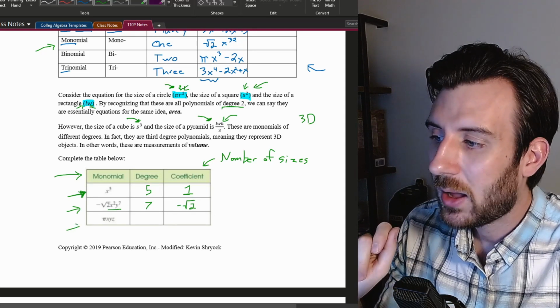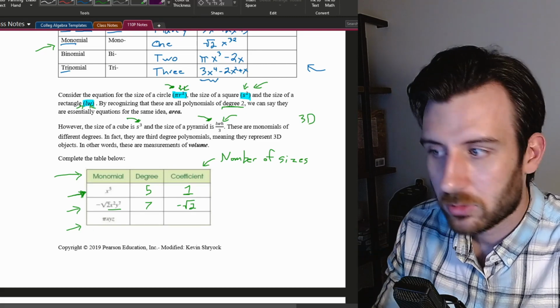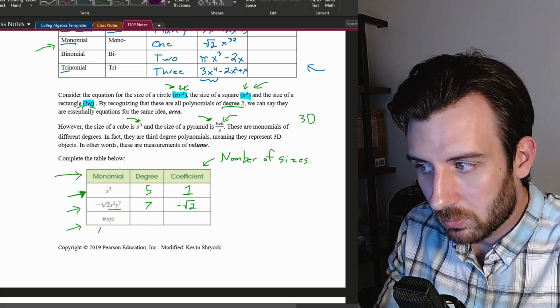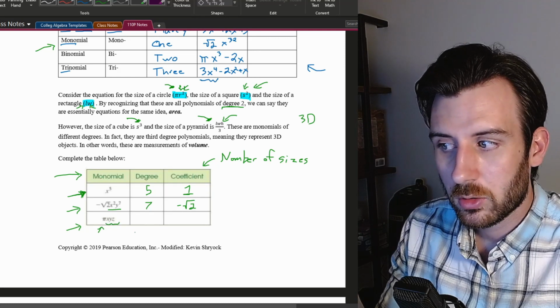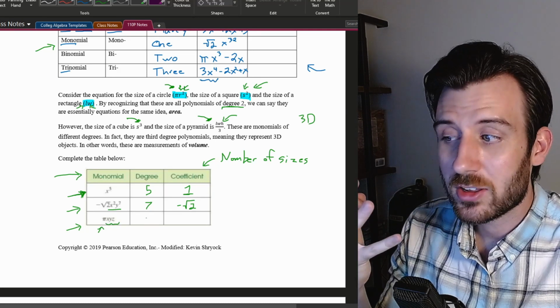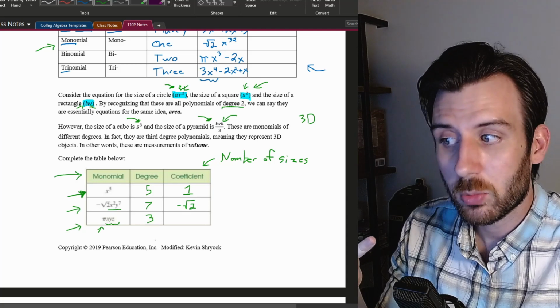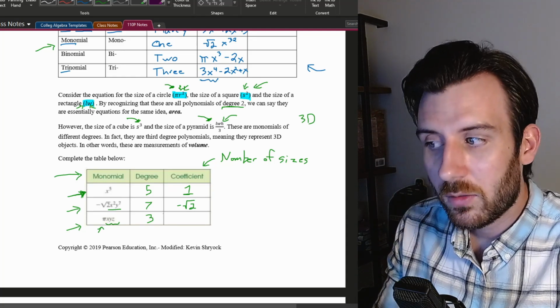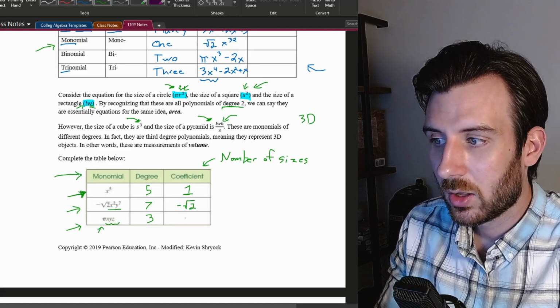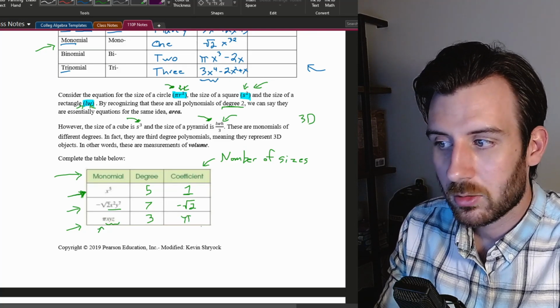What if I have pi xyz shapes? Okay, well, pi is a number. Xyz, those are all variables. 3 things that are being multiplied together to give me a degree. So my degree would be 3. And then I have a number of these shapes. Okay, so I have my coefficient of pi.